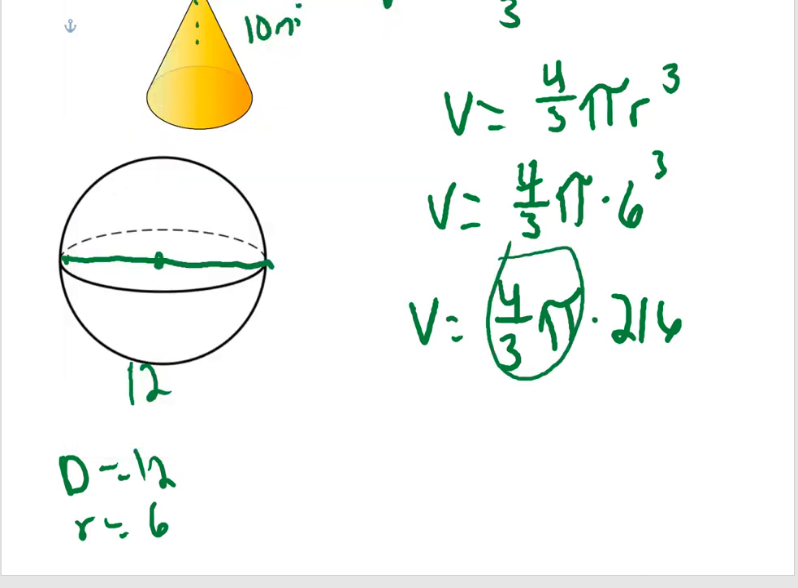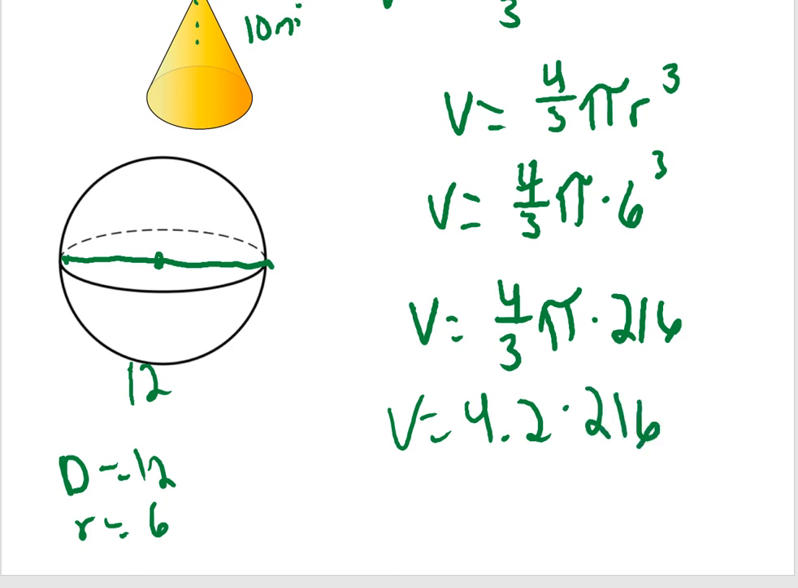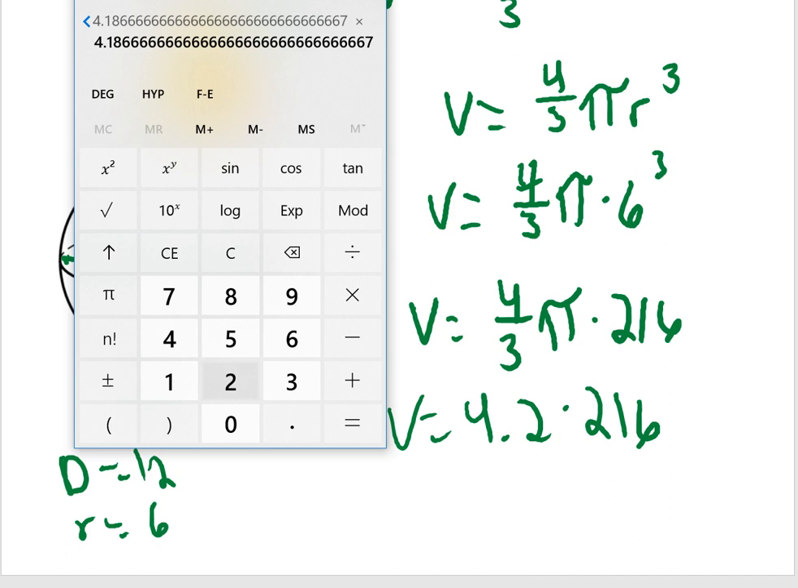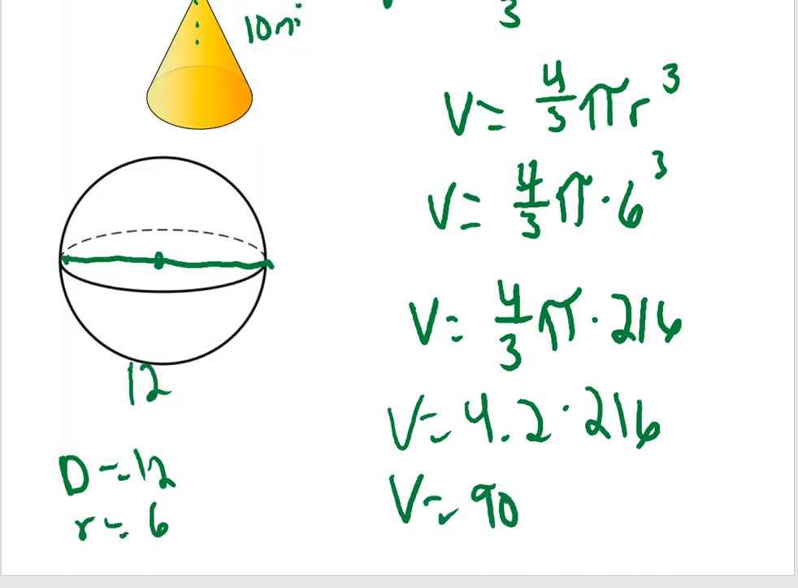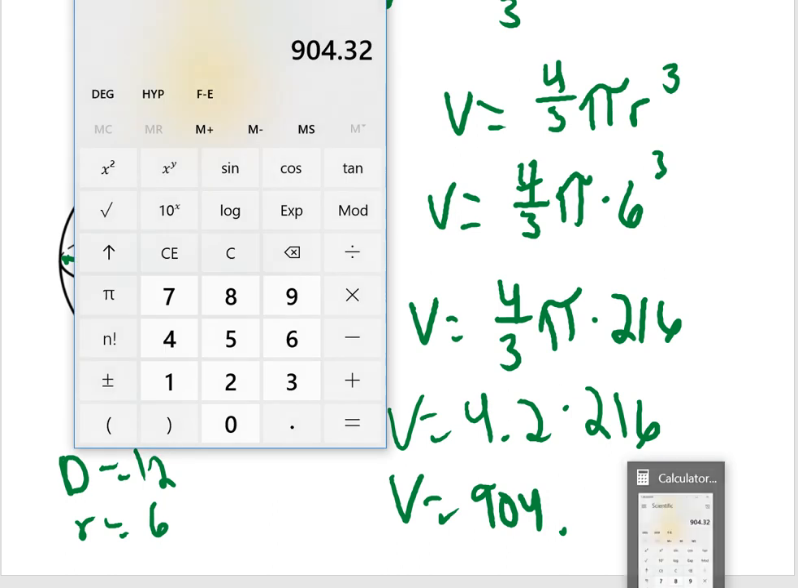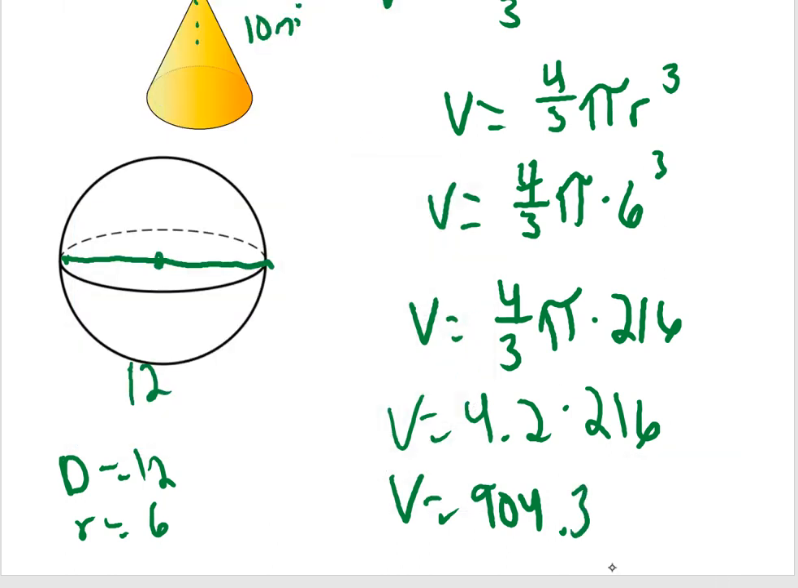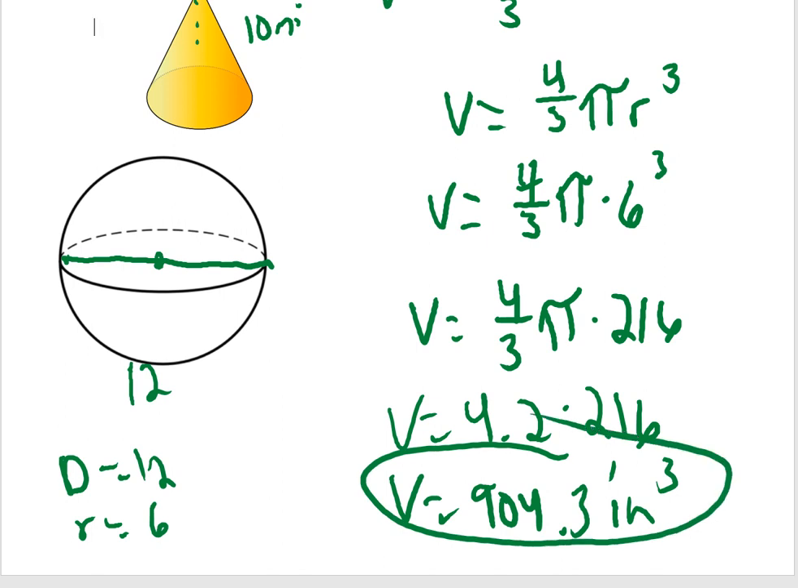So a good estimate is that 4 thirds times pi is like 4.2, because that's not going to change. Like I said, that's going to be part of your formula every time. This number is the only thing that's going to be different: 216. It depends on what the radius is. So 4.2 times 216 is a good way of ballparking if you didn't have a calculator. But since we do, we're going to multiply it by 216, and you get the volume is 904.3. We're going to say inches cubed. All right. Enjoy. We'll look at some more.